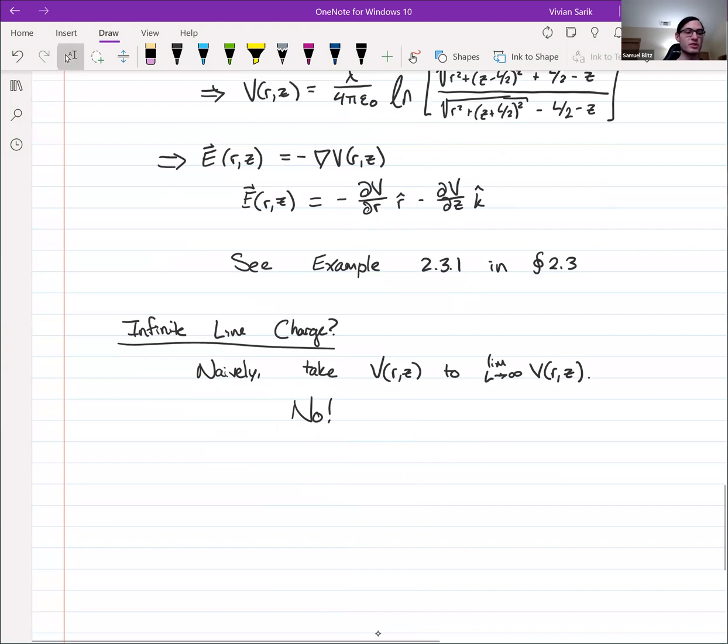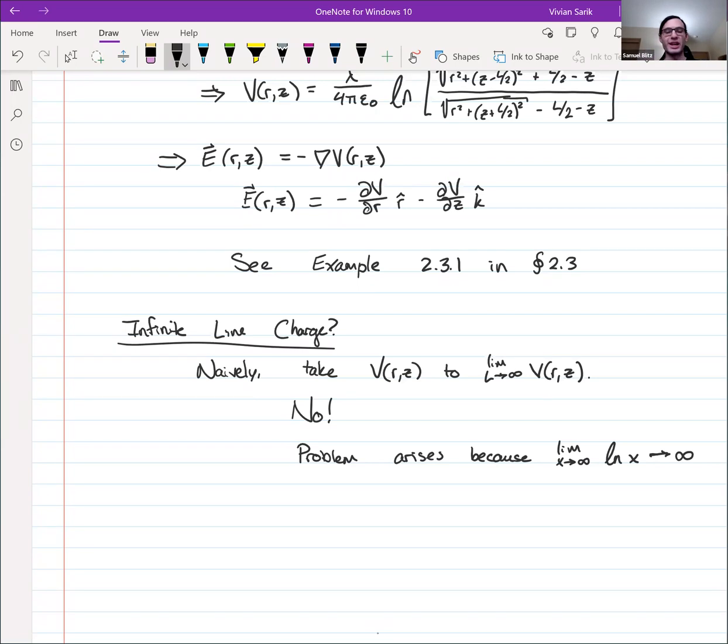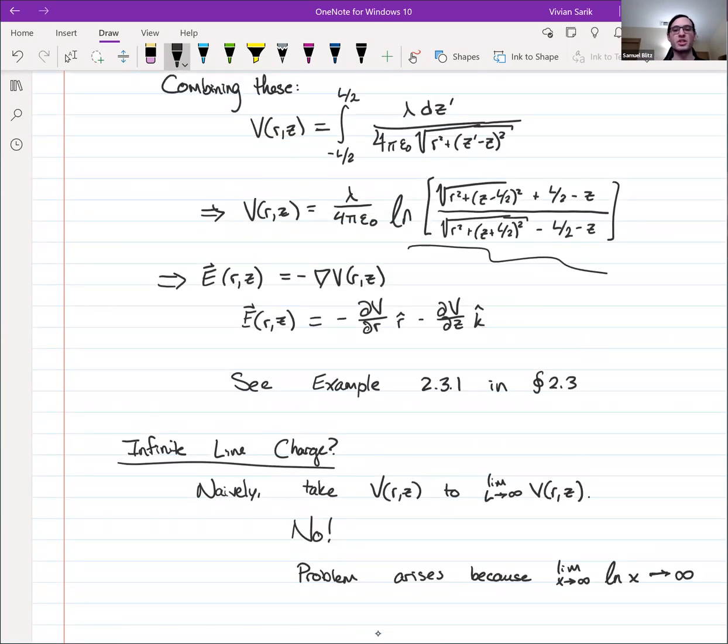So the way that we resolve this potential paradox-like thing is, well, actually, let me explain why this becomes an issue. The problem arises because the limit as, say, x goes to infinity of the log of x is infinity, right? And this is effectively the log of something that we're taking as that something goes to infinity. So that's why this is a problem.